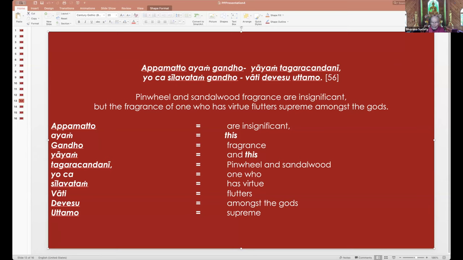And also he was respected by the Buddha, although he was a Buddha's disciple. The Buddha exchanged his very coarse robe with Mahakasapa's soft robe, a very soft fabric.